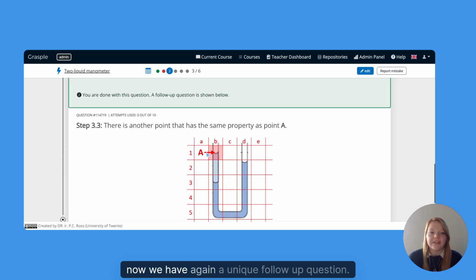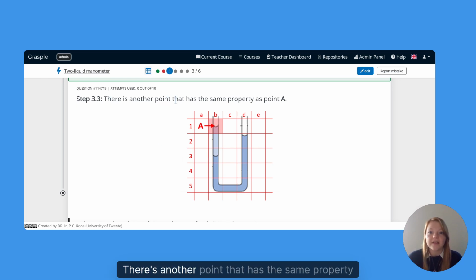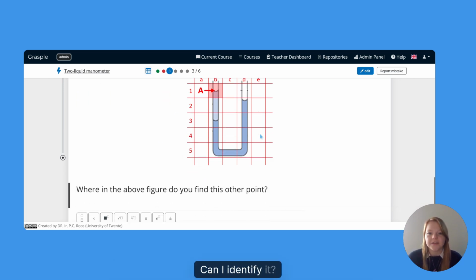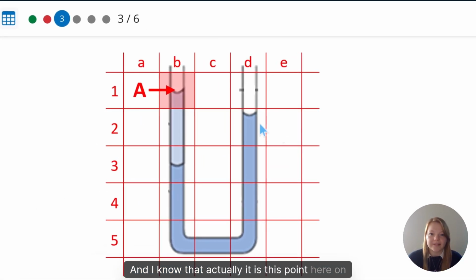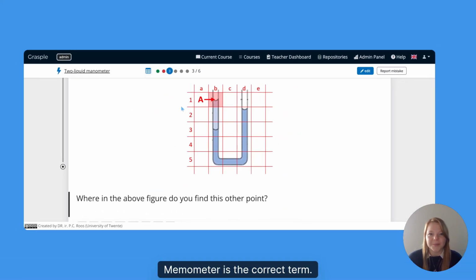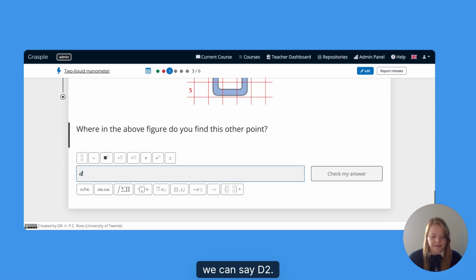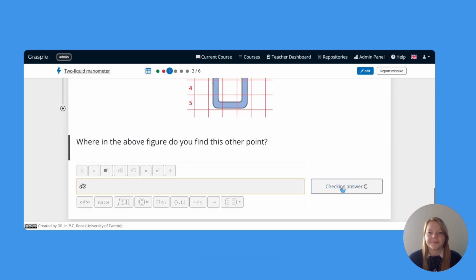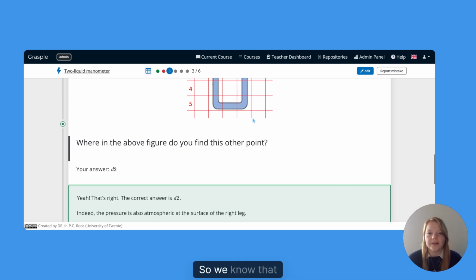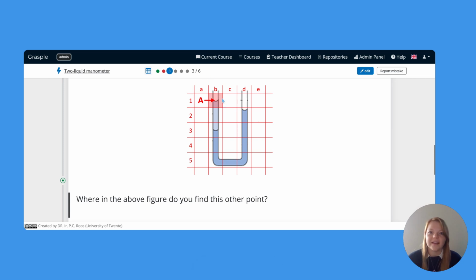Great. Now we have, again, a unique follow-up question. There's another point that has the same property as point A. Can I identify it? Okay. And I know that actually it is this point here on the opposite end of this tube. Manometer is the correct term, but we can say D2. Can I answer? And correct. So we know that the pressure in A1 is atmospheric, as is the pressure in D2.